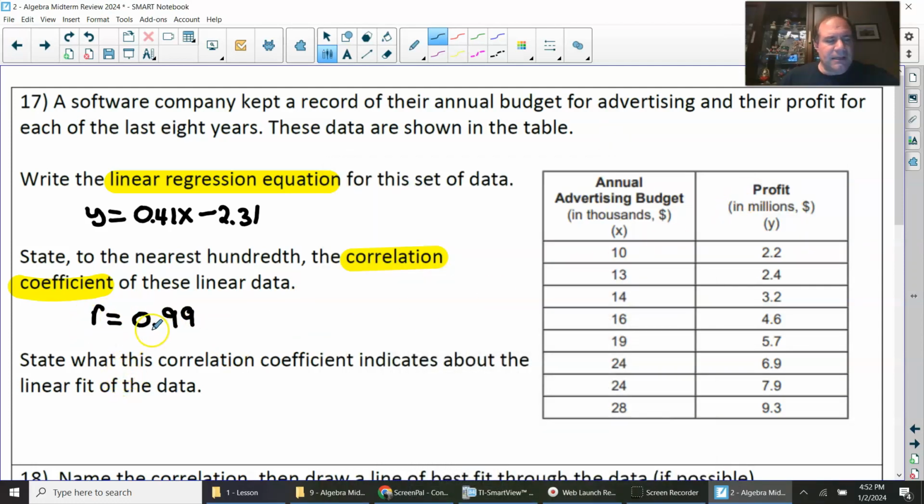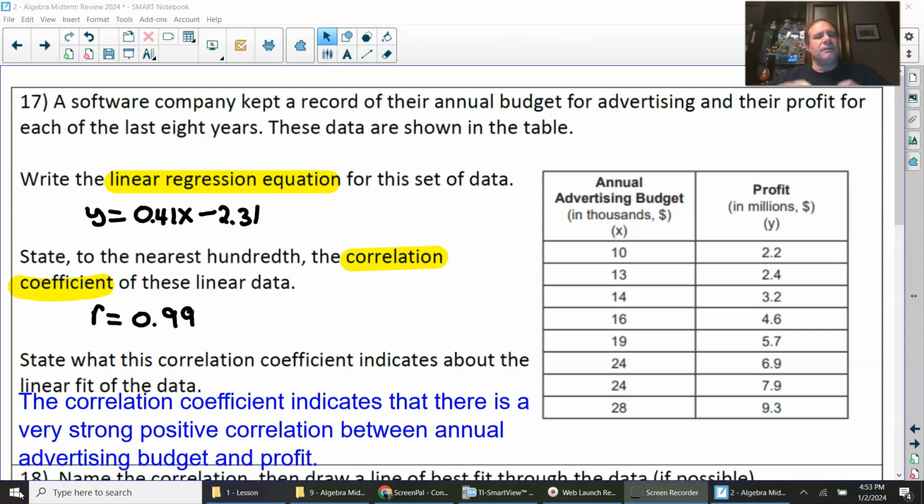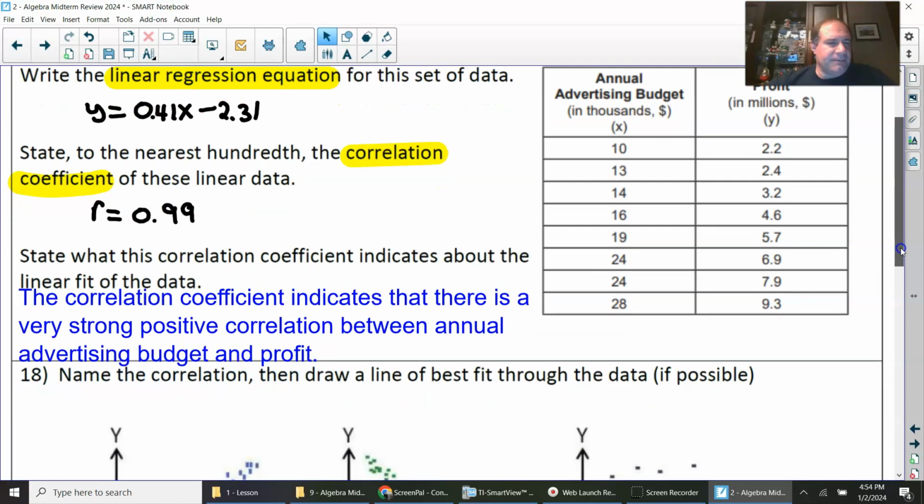All right, and that is the correlation coefficient. Since it's very, very close to 1, it indicates that there is a very strong positive correlation between annual advertising budget, you have to put that right there, and profit. That's what the correlation coefficient indicates about the linear fit of the data.